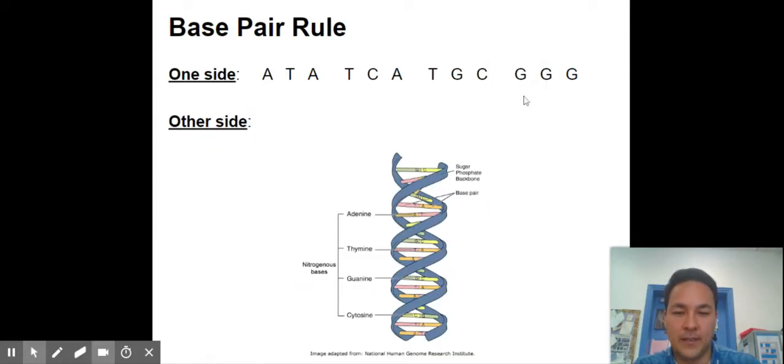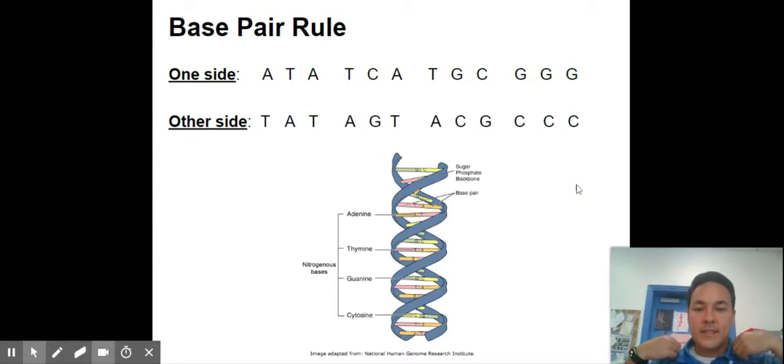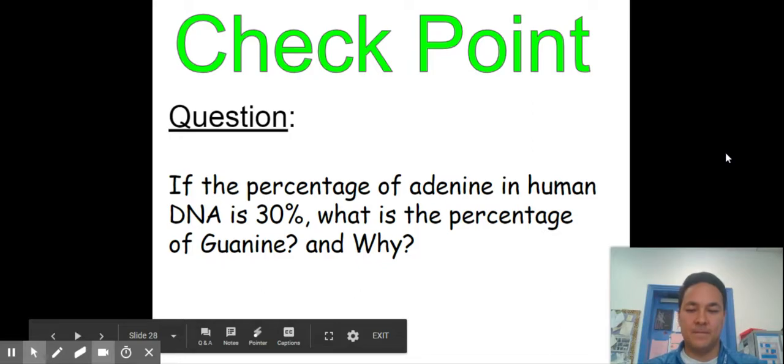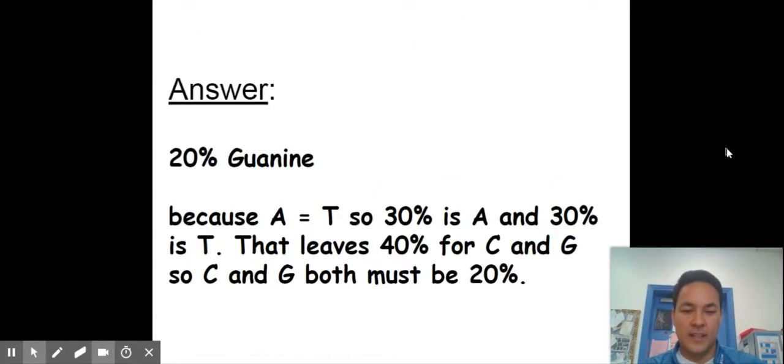Okay, see if you can come up with the other side here with the base pairing rules. Hopefully you got something like this, students. So A goes to T, T to A, T to A, C to G, A to T. All right, so that's pretty easy. How about this one? Can you figure this out? All right, here's the answer.